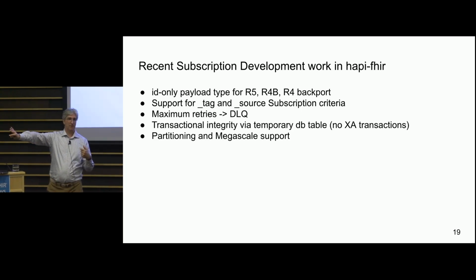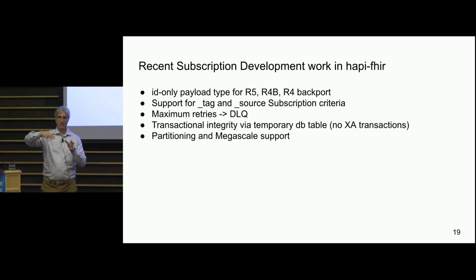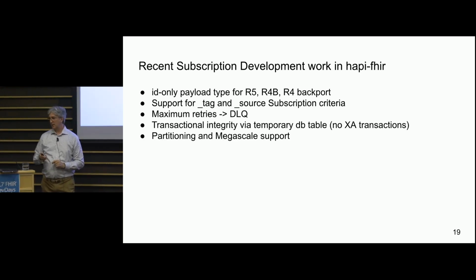has to happen asynchronously. So there's this: save the resource to the FHIR repository and put a message on a queue to deal with the subscription stuff. Without XA, you can't guarantee the transactional integrity of that. So what we've done, a recent change, is have a temporary database, so the transaction boundaries include the temporary database, and then there's a separate process that guarantees integrity between removing messages from that and putting them out in the queue. And then partitioning and mega scale support.